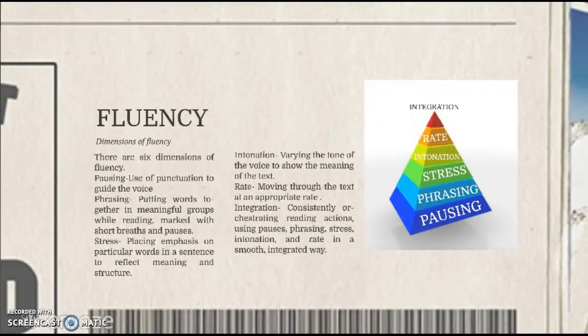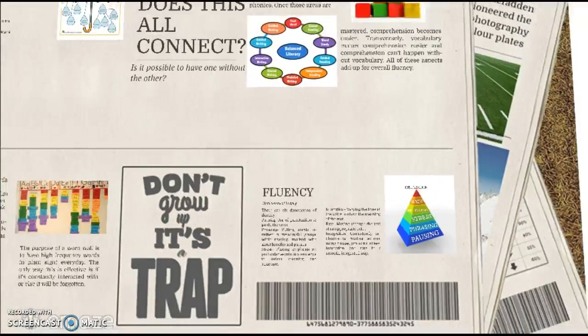So on to fluency. There are 6 dimensions of fluency. We have pausing, phrasing, stress, intonation, rate, and integrating. I have this visual to the side that shows as they get more towards the top, they're going to be more fluent and more towards that metacognition, which is very important.